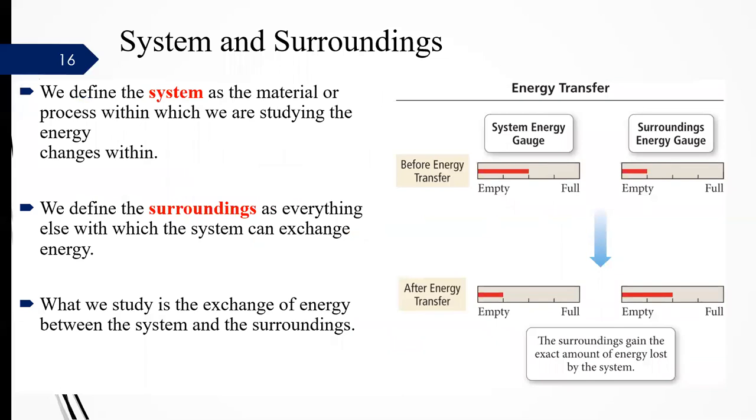So system is defined as the material or process with which we're studying the energy changes within. Surroundings is everything else outside of that. And these are all things that your system can exchange energy with. And so we're always looking at the exchange of energy between the system and the surroundings, whether that's before the energy transfer or after. What happens from the system gets found in the surroundings. What happens in the surroundings comes from the system, right? So there's a balance there because none of that energy is just going away. We have to account for it.